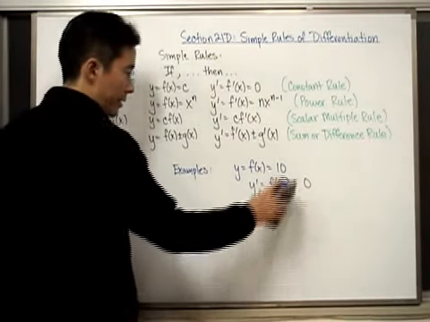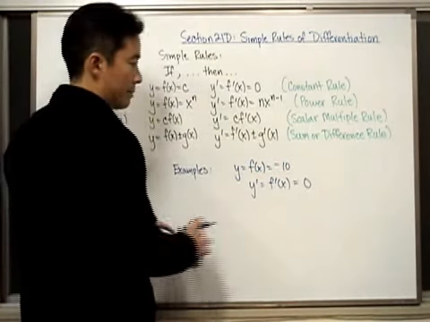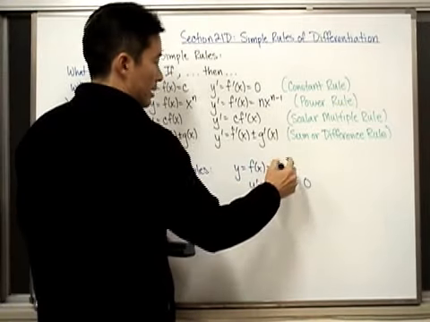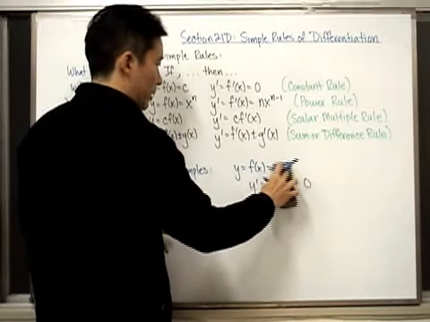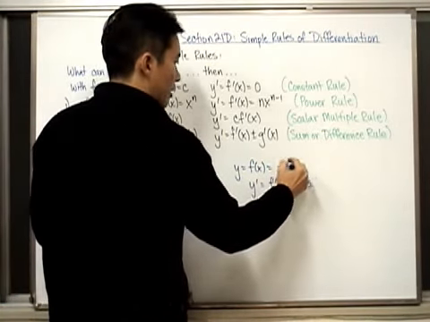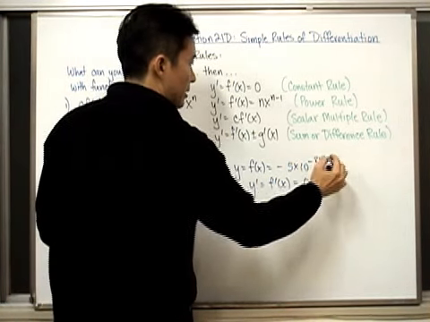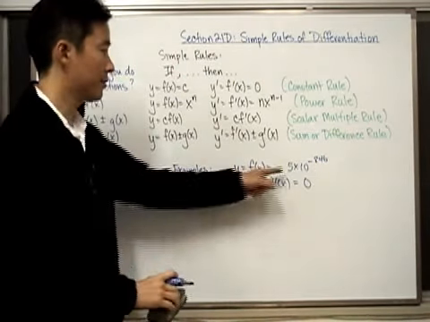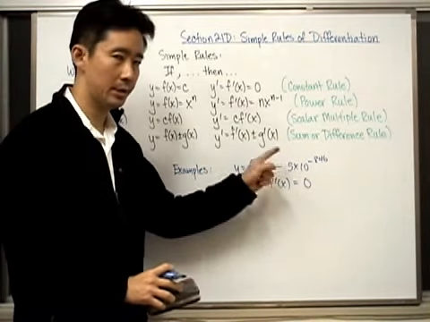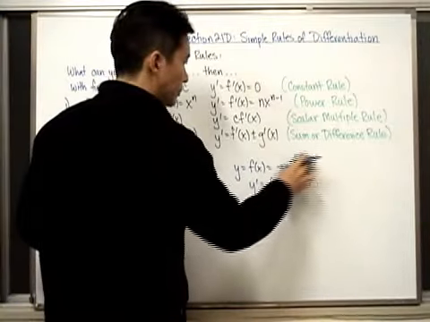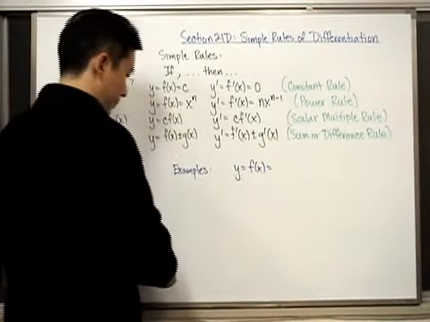Okay, so let's try another one. What if I take negative 10? Same answer. What if I take negative pi? Well, same answer, because that's a constant. What if I do negative 5 times 10 to the negative 846? Same answer. This function right here is a constant function. The derivative of a constant function is always 0. Okay. That was the constant rule.